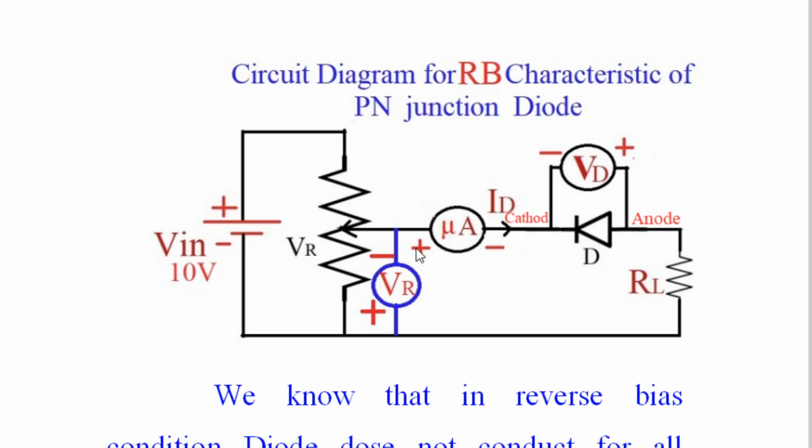And again, look at the polarity of the current meter. The current flowing through the PN junction diode is in what direction? In reverse direction, from cathode to anode. See here the direction of current. Here the direction of current is in this direction, positive to negative through the current meter. That is, here it is cathode to anode because the diode is reverse biased.